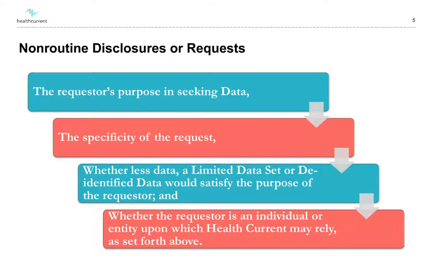If HealthCurrent receives a request for data, or it needs to request data for a non-routine purpose, the HealthCurrent Privacy Officer will consult the permitted use policy and underlying agreement to determine if the disclosure or request is permitted. If the non-routine disclosure or request is permissible, the Privacy Officer will make an individual determination of what amount of data meets the minimum necessary standard in accordance with the requirements of the permitted use policy, underlying agreements, HIPAA, and this procedure.